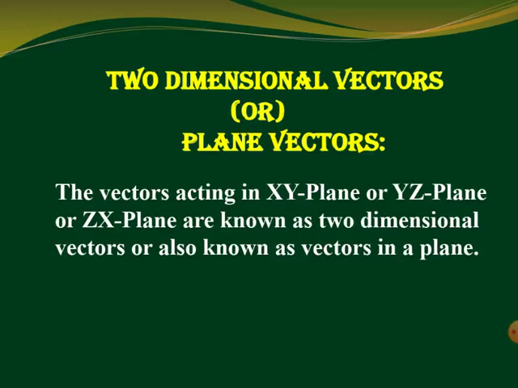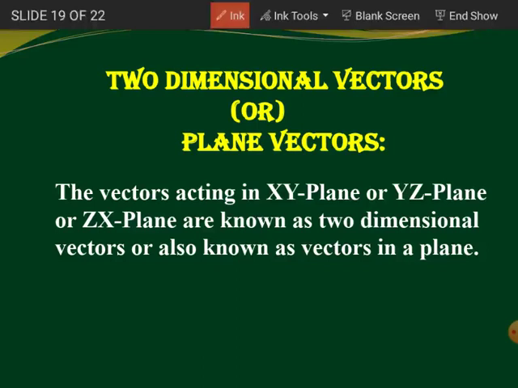Now two-dimensional vectors: the vectors acting in the xy plane, yz plane, or zx plane are known as two-dimensional vectors. Why? We require two axes to specify the position of the vector, either for finding the initial point or the final point. So to specify those points, we require two things.